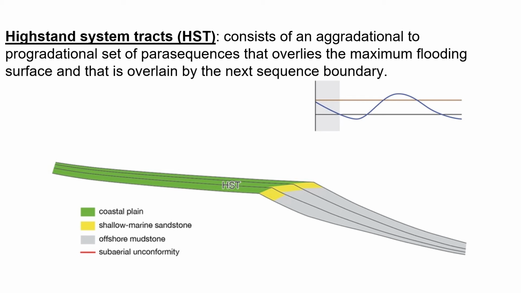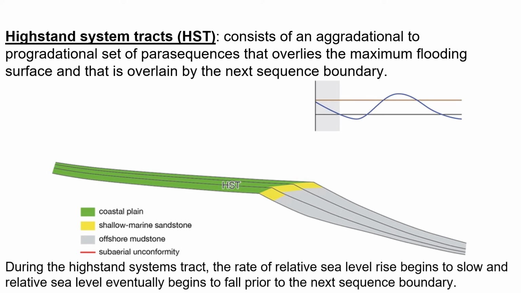So you have your coastal plains, your shallow marine sandstones, your offshore muds. During this systems tract, the rate of sea level rise is going to slow down, and relative sea level eventually begins to fall, and you start going into the next sequence boundary.